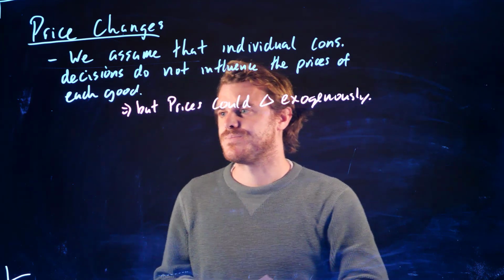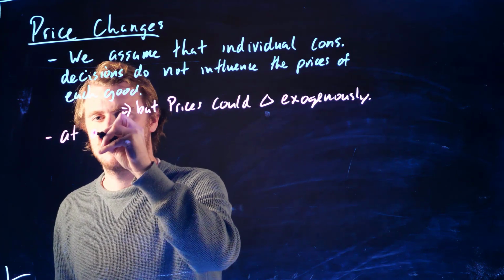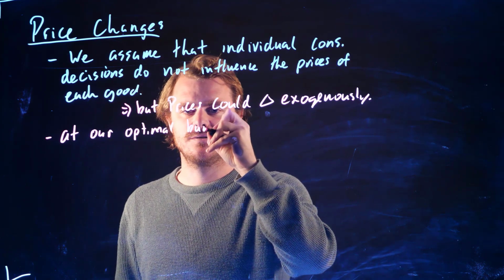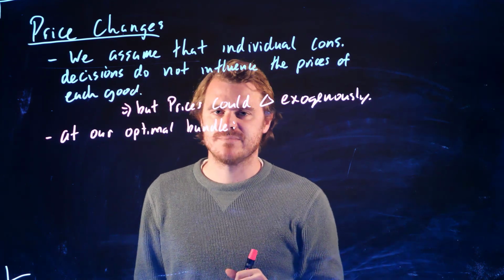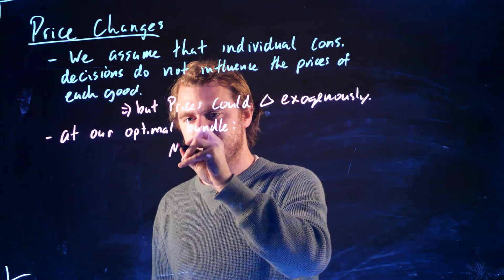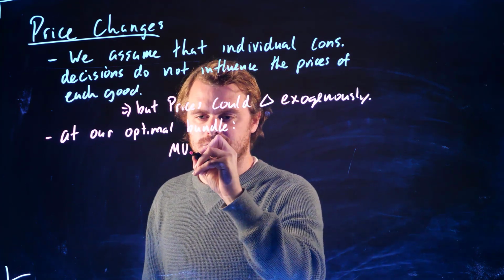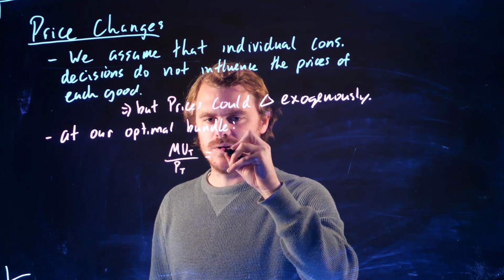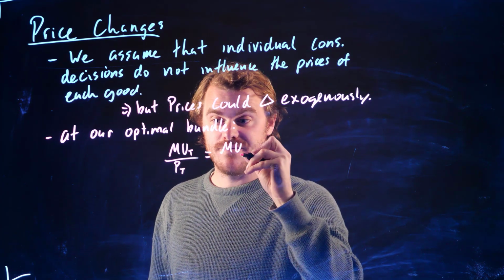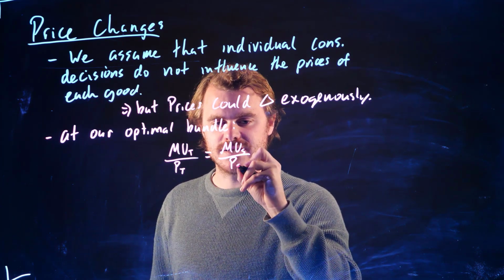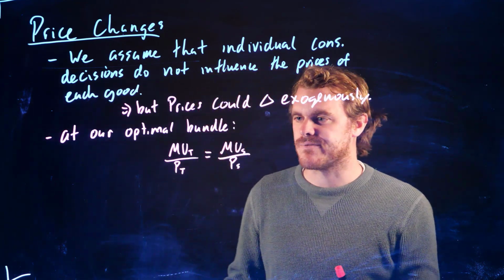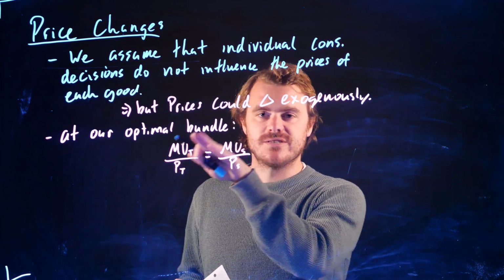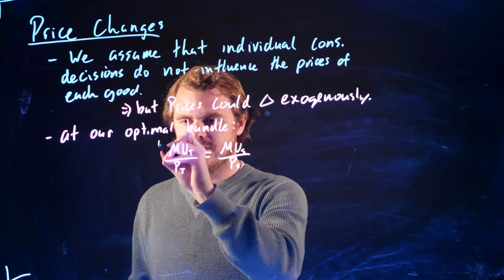So remember that at our optimal bundle, or when we're maximizing our utility, the marginal utility of good one, or let's say of tacos, over the price of tacos was equal to the marginal utility of soda over the price of soda. Just using T's and S's instead of writing them out here. And so this is what would happen. Let's say we're consuming at this point here. So this is where we're at.